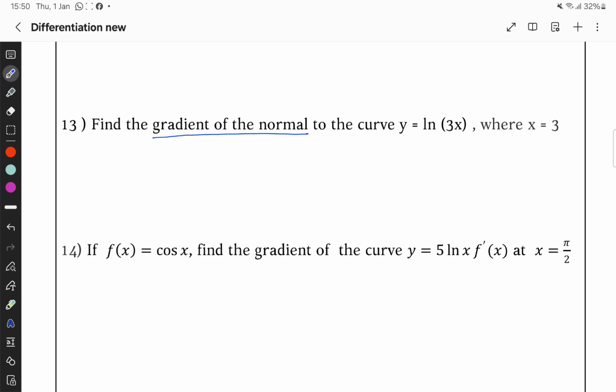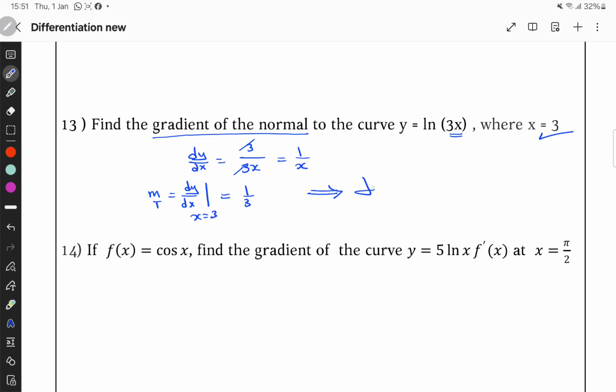So first of all, dy over dx is equal to the function ln of 3x. The derivative of 3x will be 3, so that cancels. So it will be equal to 1 over x. So the gradient of the tangent is equal to dy over dx at the given point where x is equal to 3, so it's equal to 1 over 3.